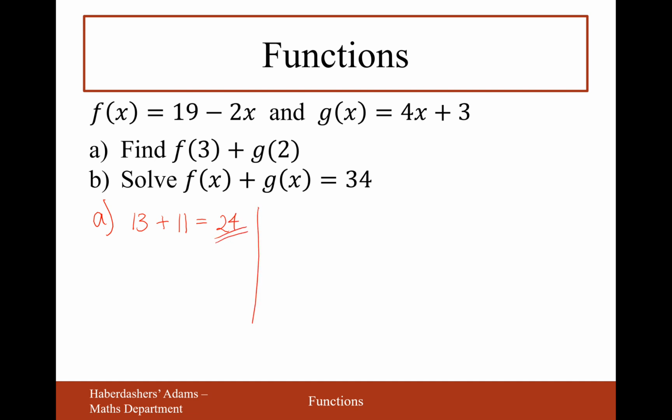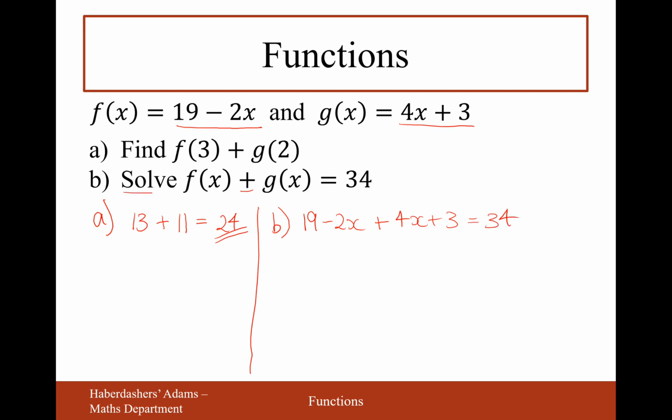Part B is going to be a little bit more tricky, because what we have to do here is take the f function, add it to the g function, and set it equal to 34, and then work out what x is. Solve means work out what x is. So the f function was this one here, so that needs to go first. The g function was this one here, and we have to add the two things together. So add 4x plus 3 equals 34.